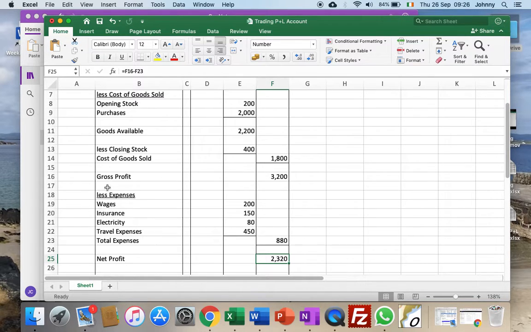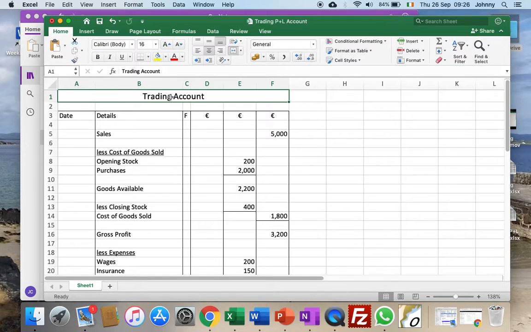Now, this part of it here is called the profit and loss. The top part of the question is called the trading account. Overall, you might call this an operating statement, but for now we're going to call it a trading profit and loss account, also known as an operating statement. So this is a statement of how well we're operating because of how much profit we're making. I hope that makes sense to you.